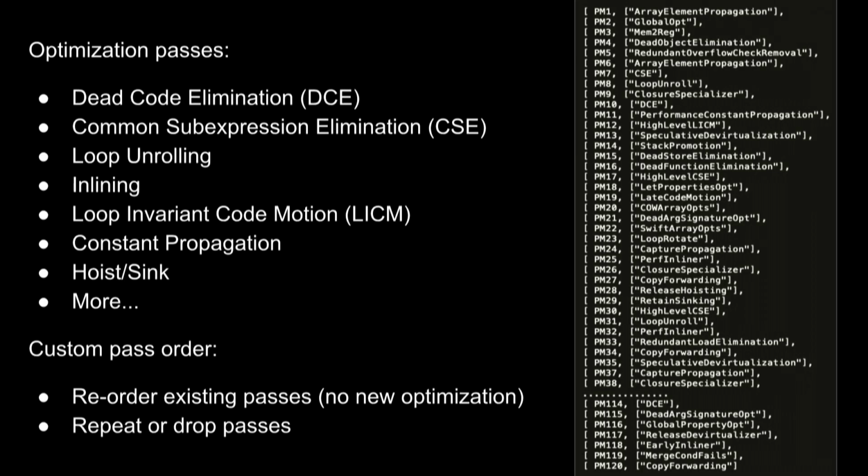Here we have a list of optimization passes. Let's go over some of these passes and see how they optimize code. Dead code elimination is self-explanatory and obviously helps reduce code size. Common subexpression elimination: for example, if you have x equals foo times bar and y equals foo times bar, then the foo times bar subexpression is calculated once and the result is used multiple times. This generally helps reduce code size.